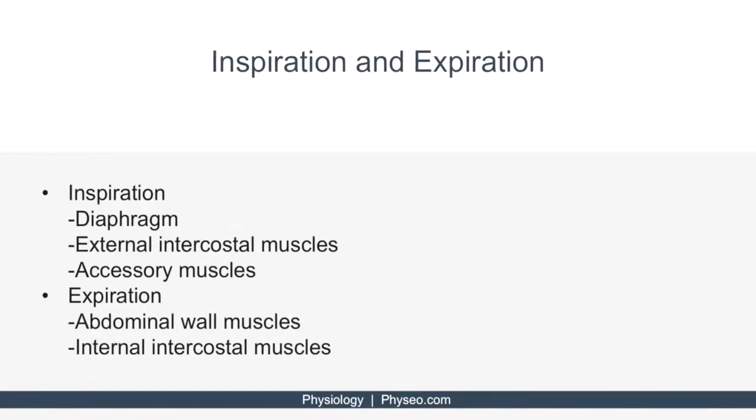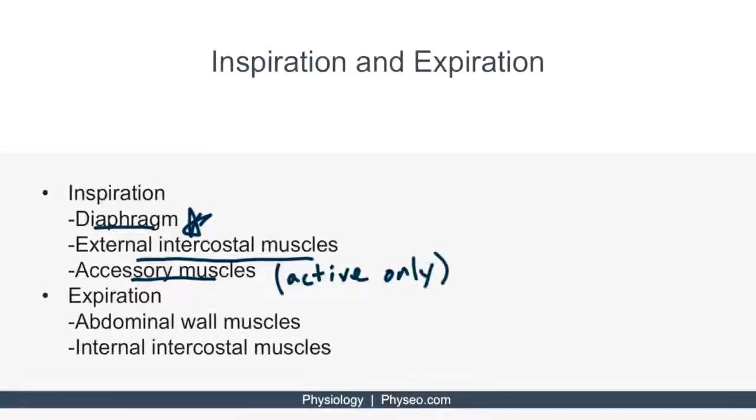Recall that inspiration is facilitated by three muscles: the diaphragm, the external intercostal muscles, and the accessory muscles. The diaphragm is the primary muscle of inspiration, and the accessory muscles are generally only used during active inspiration. This would occur, for example, during exercise or heavy breathing.